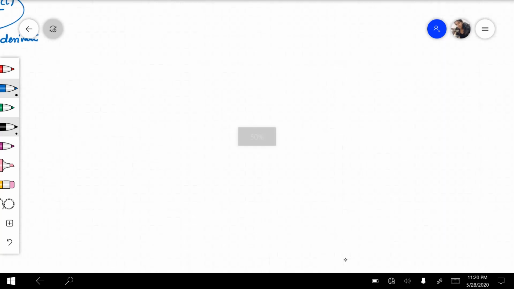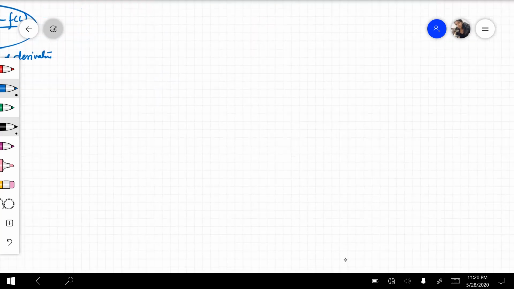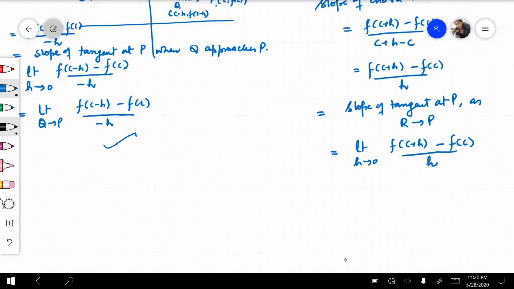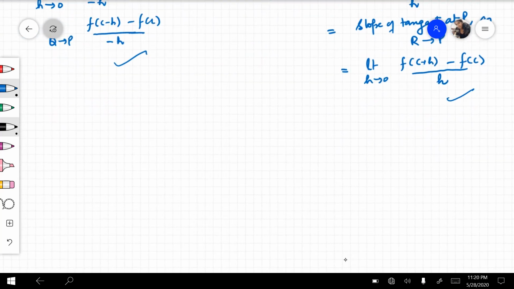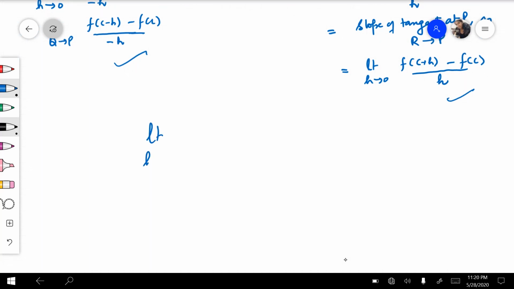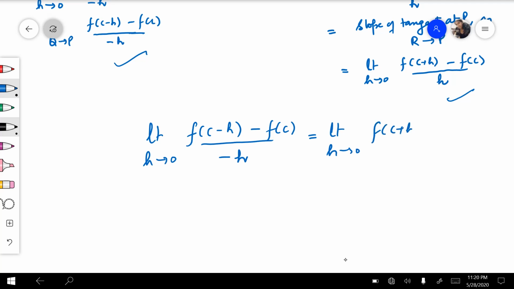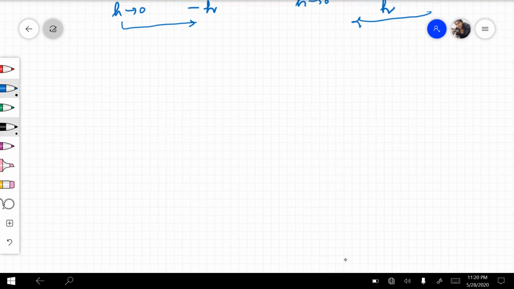Now, if this function is differentiable at point c, then this limiting value will be equal to this limiting value. So that means limit h approaches 0, f of c minus h minus f of c upon minus h is equal to limit h goes to 0 of f of c plus h minus f of c upon h, which means the slope of the tangent at P when Q is approaching P is equal to the slope of the tangent at P when R is approaching P.